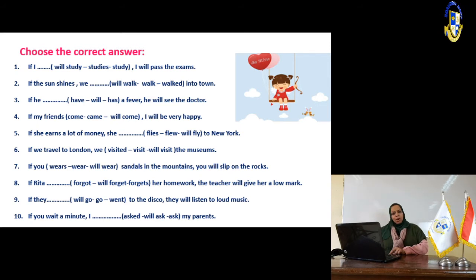Number 8, if Rita her homework, the teacher will give her a low mark. If Rita forgets. Why forgets? Because Rita is a girl, singular, she. If Rita forgets her homework, the teacher will give her low marks.